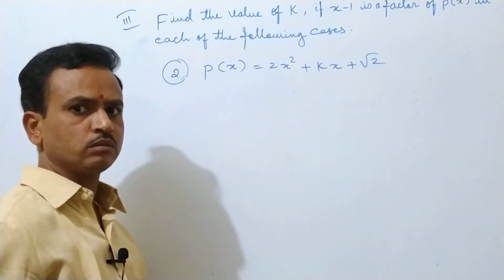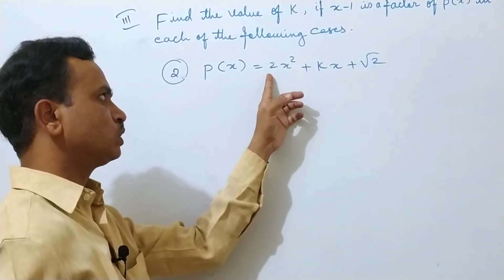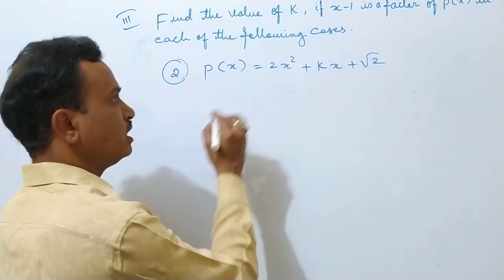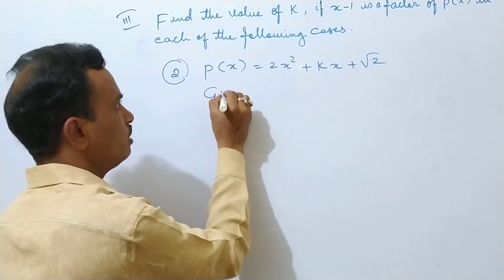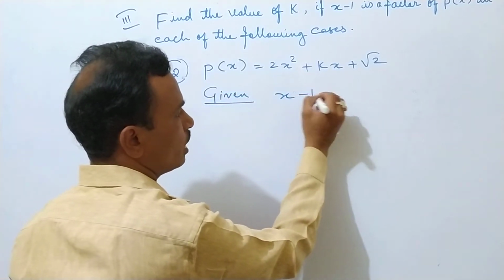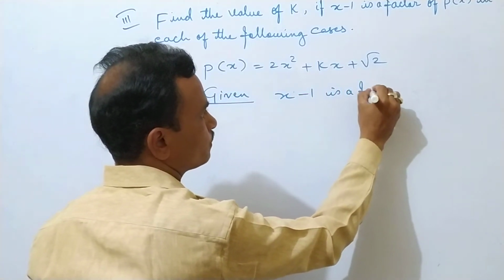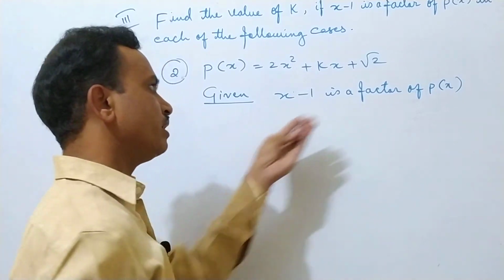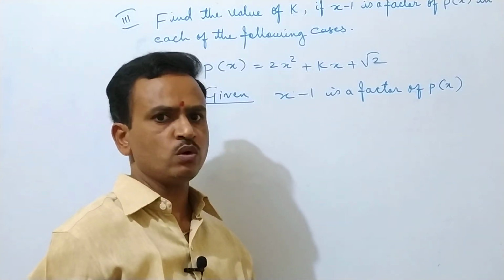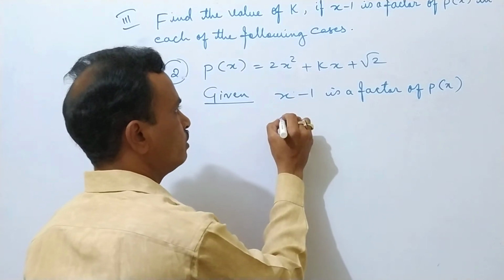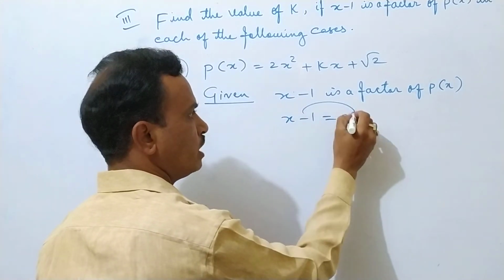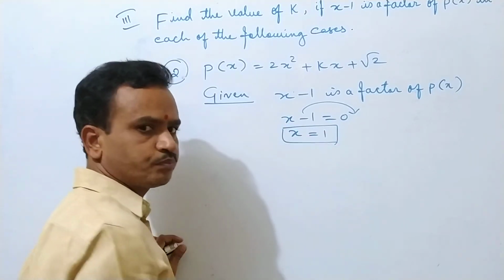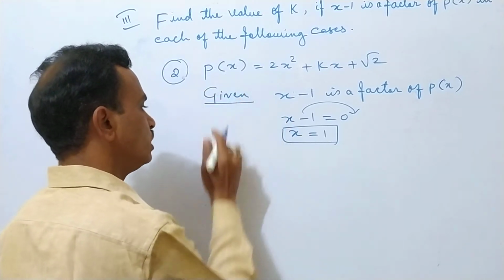So second question, p of x is equal to 2x square plus kx plus root 2. So here x minus 1 is a factor of p of x. When x minus 1 is a factor of p of x, the remainder should be equal to 0. Now x minus 1 equal to 0, minus 1 we take to the RHS side, it becomes plus 1. So x is equal to 1, and we substitute it in this polynomial.